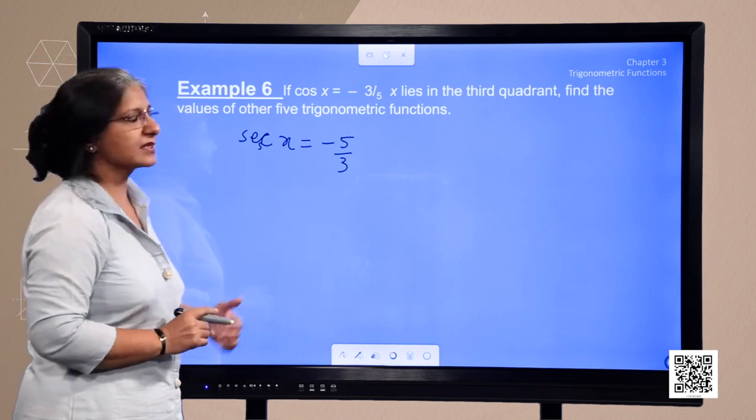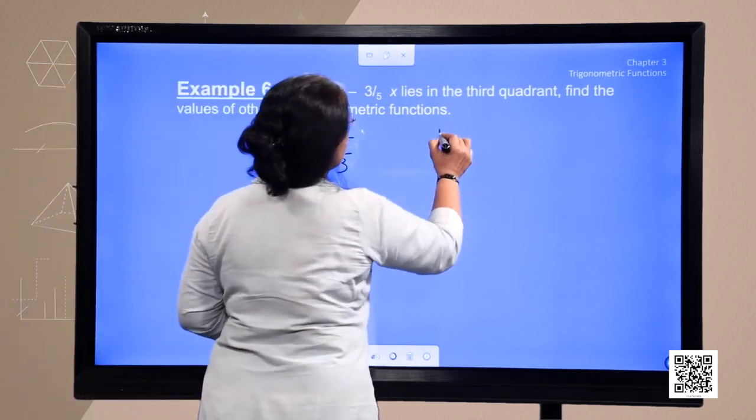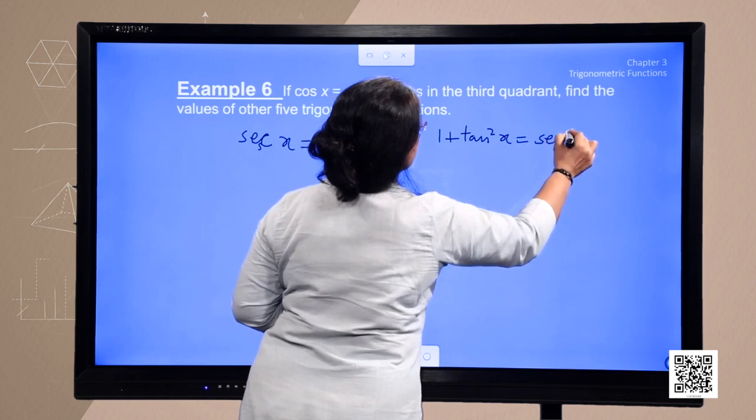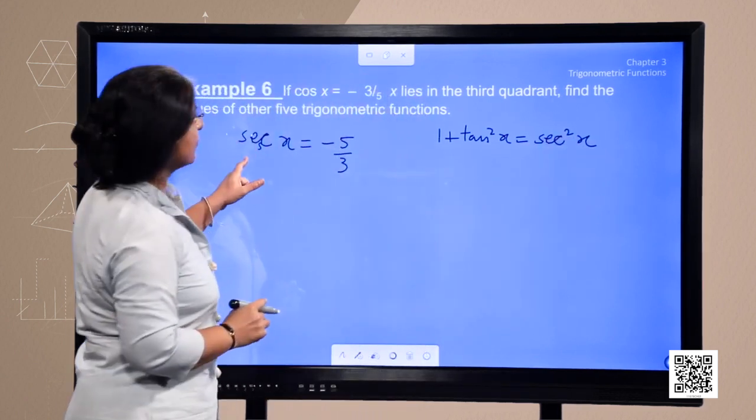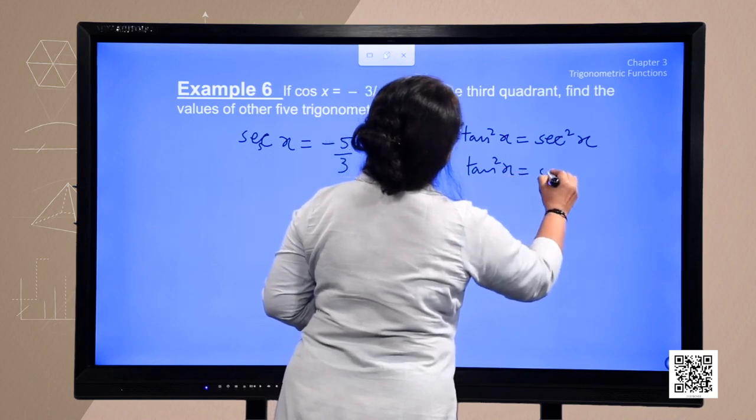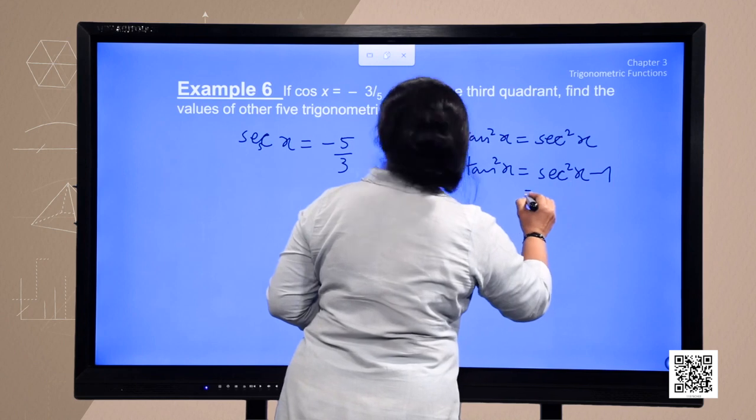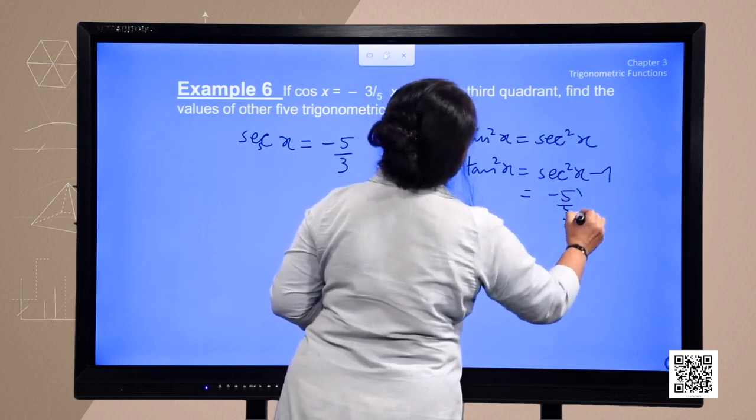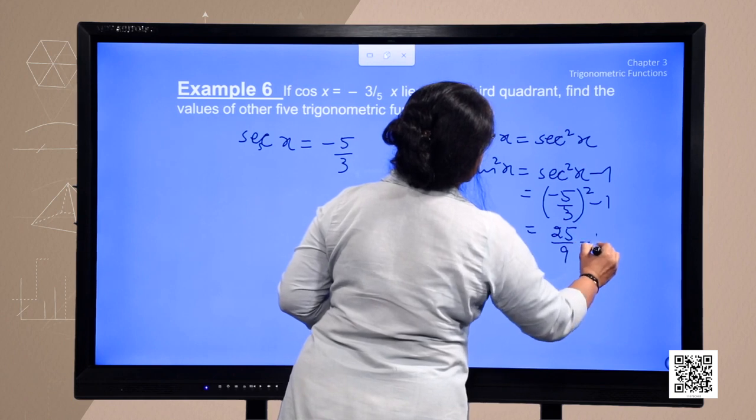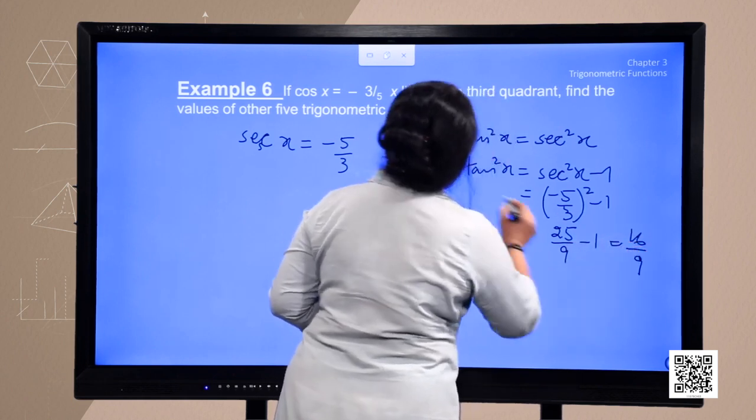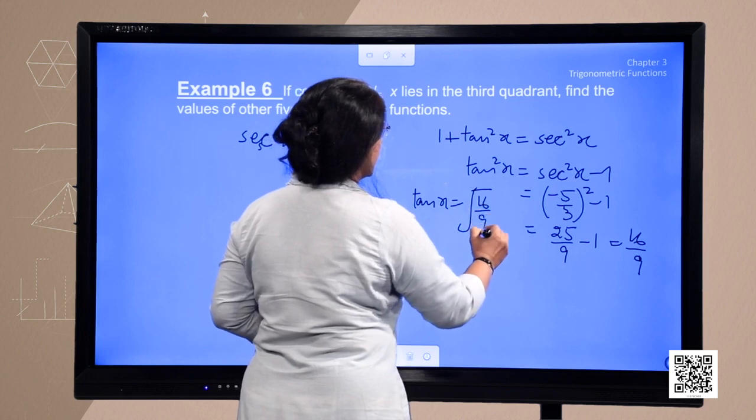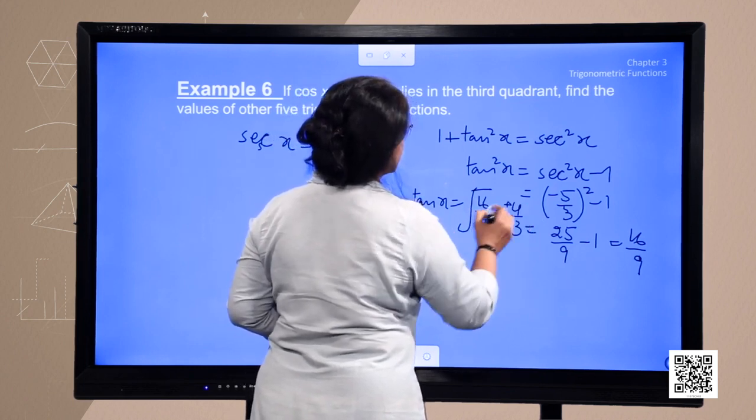And when we know the value of sec x, we can find the value of tangent x, because we know that 1 plus tangent square x is equal to sec square x. Here we know the value of sec, so we can find out tangent. So, tangent square x is equal to sec square x minus 1, sec is minus 5 by 3, so 25 upon 9 minus 1, which is 16 upon 9. This is tangent square x. So, tangent x is root 16 by 9, which is plus minus 4 by 3.